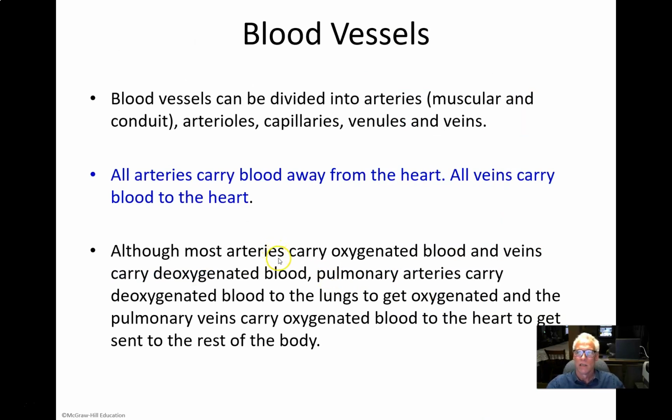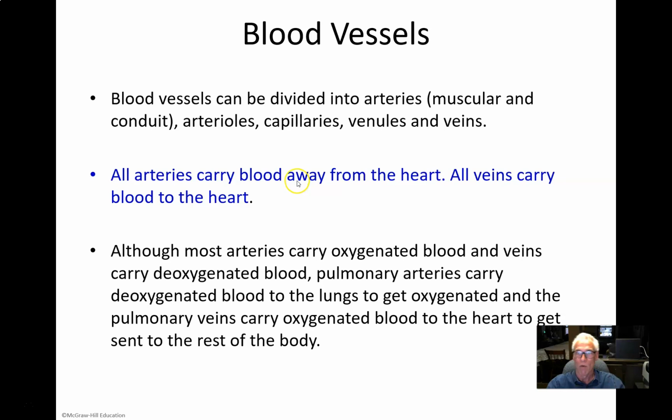Blood vessels. We'll take a look at a diagram that describes the different sized blood vessels, starting with the largest arteries, branching into smaller and smaller arteries until we reach the smallest arteries, arterioles, blood capillaries where gas exchange and nutrient exchange takes place, and then into venules and veins and back to the heart.